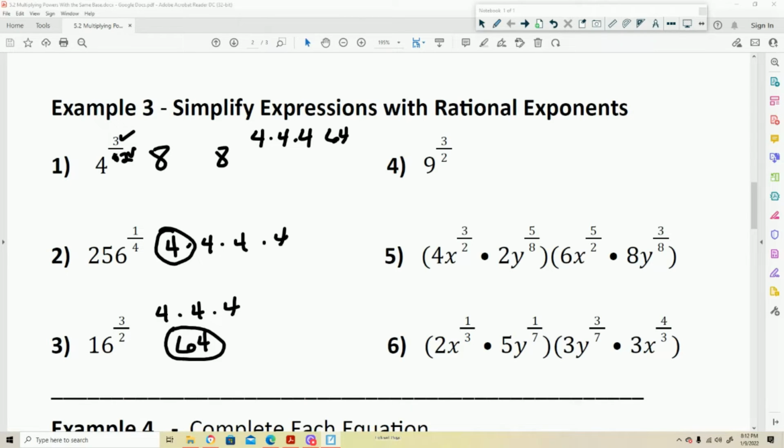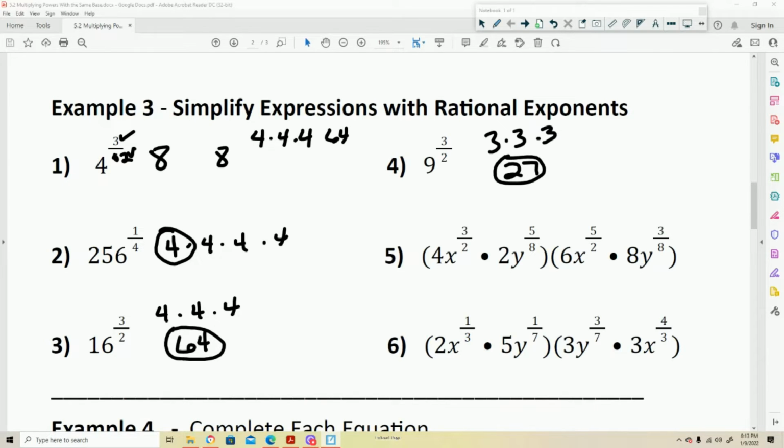Okay, here we're gonna cube, and we're gonna take the square root. I think we probably want to take the square root first. So if we take the square root of 9, we get 3. And then we get 3 times 3 times 3 when we cube that number, and we get 27. 3 times 3 is 9, times 3 is 27.